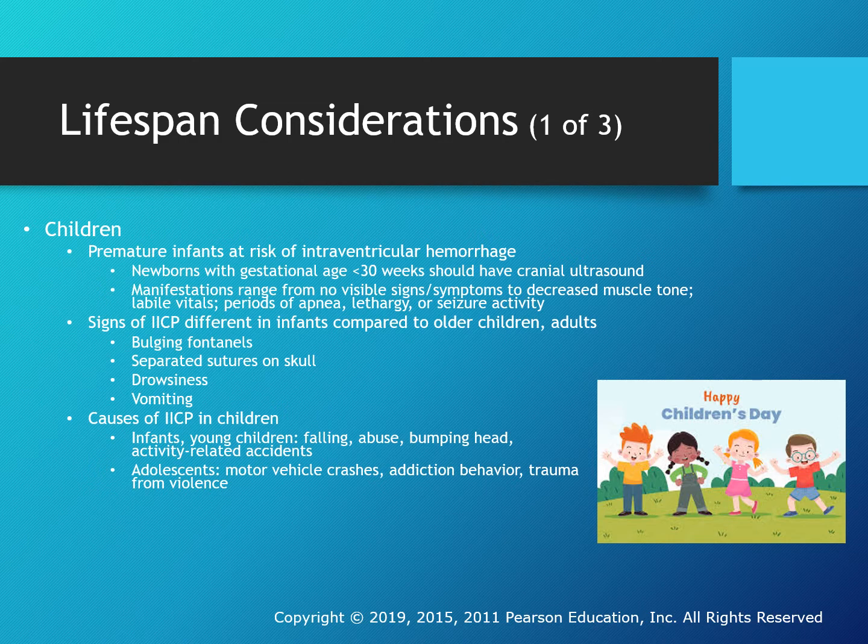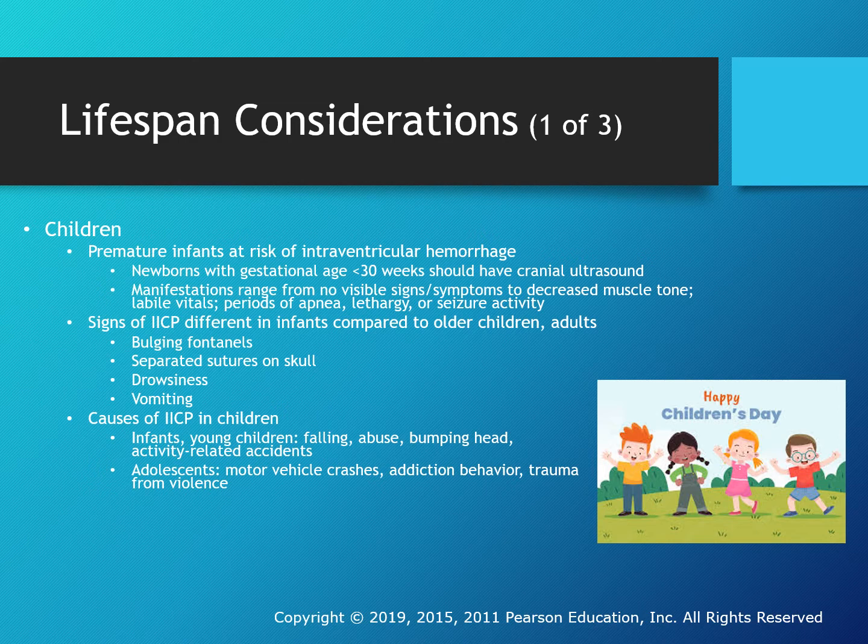If an infant experiences only minimal bleeding, then there may be no permanent damage. Greater amounts of bleeding may put direct pressure on the brain and cause permanent damage. Manifestations of IVH in the newborn range from no visible signs or symptoms to decreased muscle tone, labile vital signs, and periods of apnea, lethargy, or seizure activity. Newborns with IVH may develop IICP, which may be relieved by performing a lumbar puncture or inserting a shunt. Newborns with IICP require special handling to reduce further damage and should be cared for in the NICU.